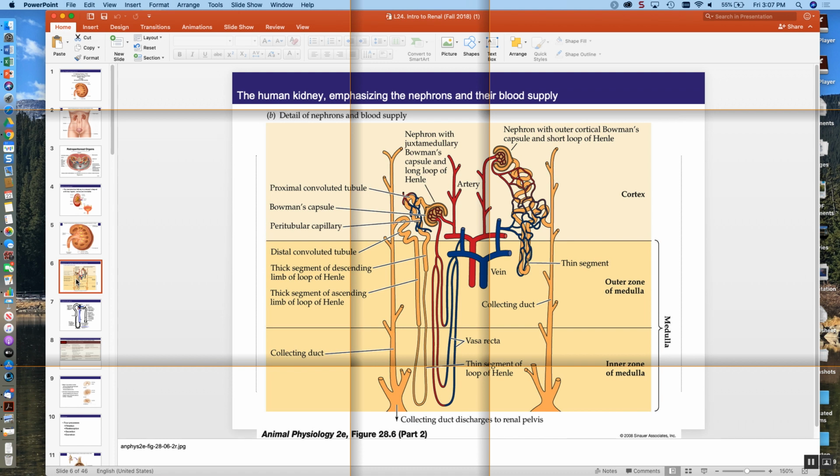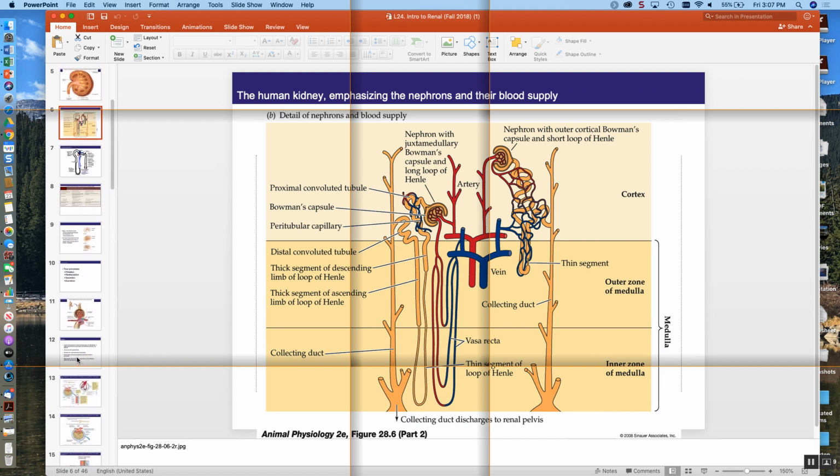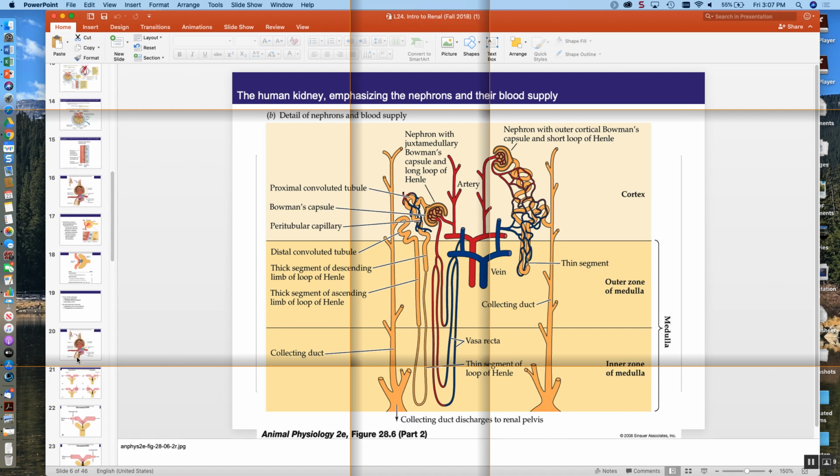More like surrounded. Yeah, that's a really good point. I actually showed you later on, I'll find it, but essentially it wraps around much like these vessels. Yeah, so just for diagram purposes, to separate. Yeah, exactly. So we also talked about countercurrent systems.